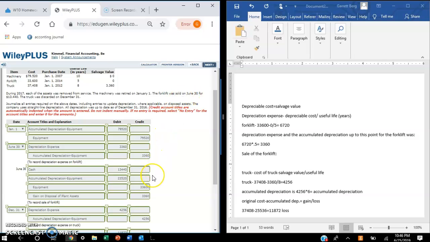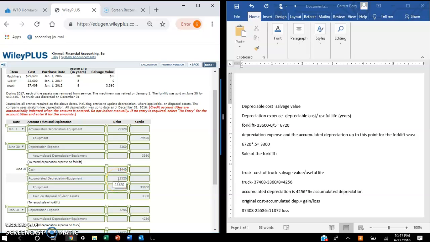Let's see, once we credit there, we take the annual depreciation, which was that 6720 before we multiplied it by 0.5, and now we multiply that by 3.5, and that's where we get 23,520 for the accumulated depreciation of the equipment.